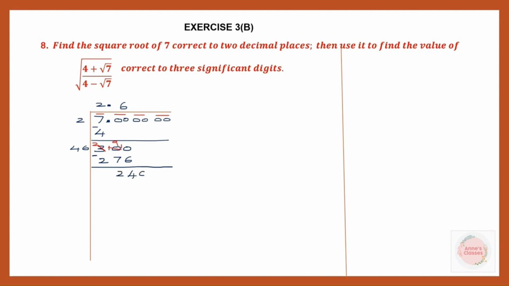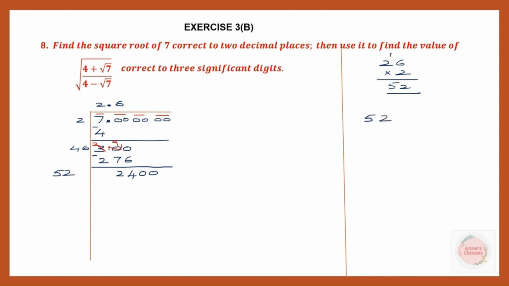Now we bring down the next pair of digits, that is 2 zeros. Now let's get the double of the quotient, that is 2.6. We're going to take it as 26. 26 into 2. 2 6s are 12, carry 1. 2 2s are 4 plus 1, 5. That's 52. So let's write 52 here. Now we need to write a number next to 52 and multiply with it to get a number close to 2400. So we have 52 here.